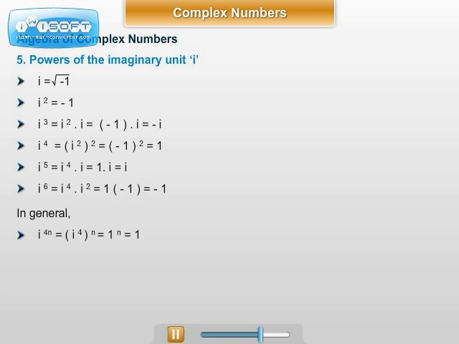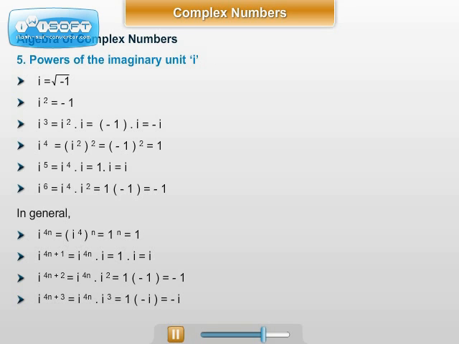In general, i^(4n) = (i⁴)^n = 1^n = 1. i^(4n+1) = i^(4n) × i = 1 × i = i. i^(4n+2) = i^(4n) × i² = 1 × -1 = -1. i^(4n+3) = i^(4n) × i³ = 1 × -i = -i.